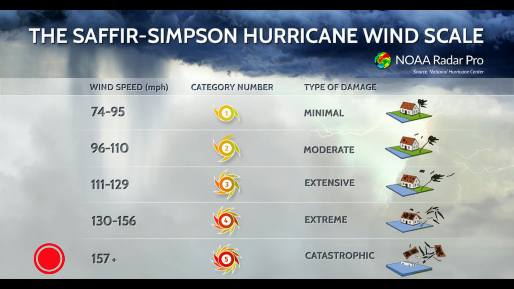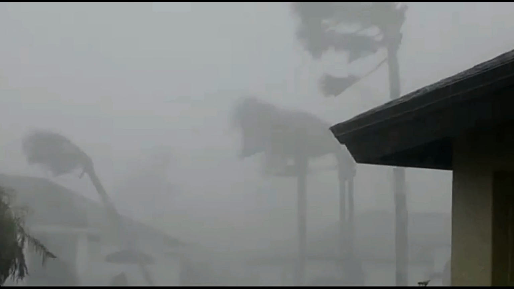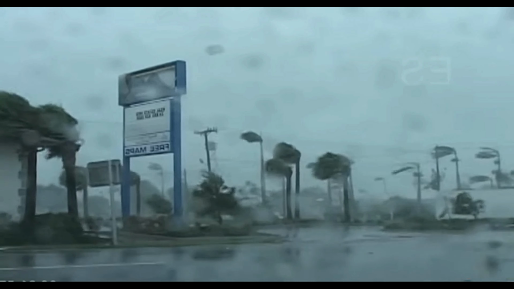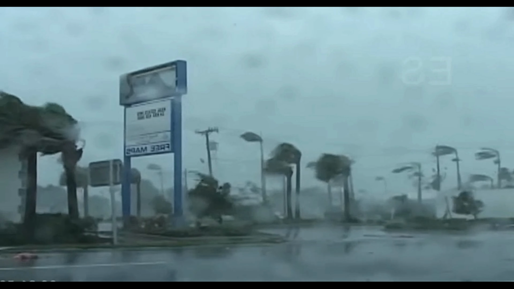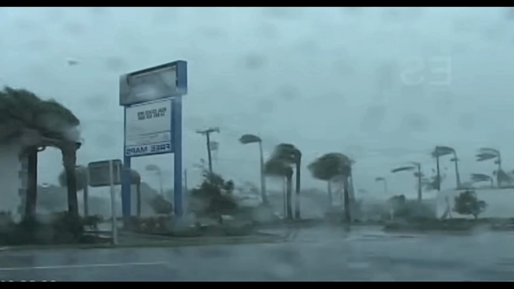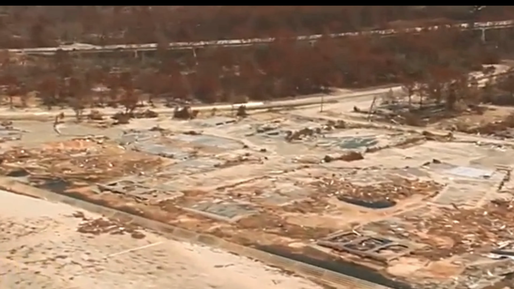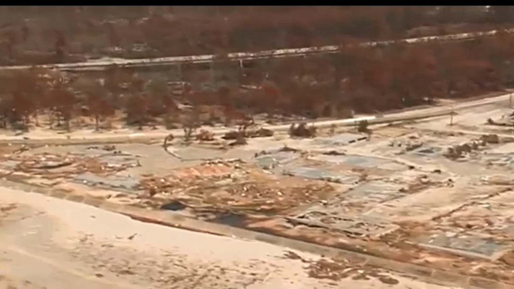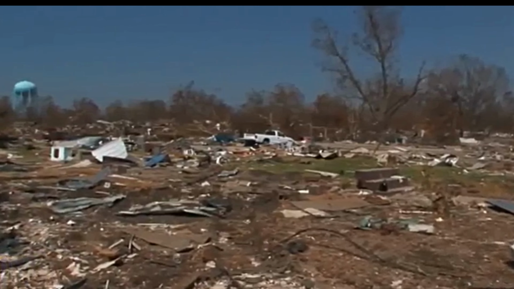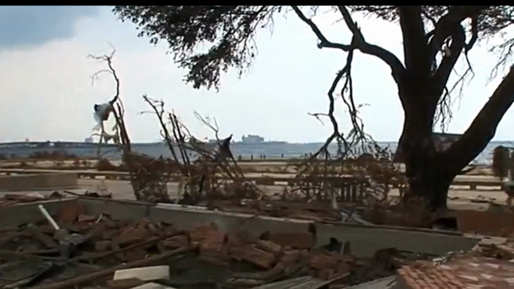A Category 5 hurricane is the most intense and destructive classification of tropical cyclones on the Saffir-Simpson hurricane wind scale. There is no course of action other than evacuation. With sustained wind speeds of 157 miles per hour or higher, Category 5 hurricanes cause catastrophic damage to infrastructure, the environment, and human life. Landscapes will be stripped bare of vegetation, and recovery from such a storm can take years.